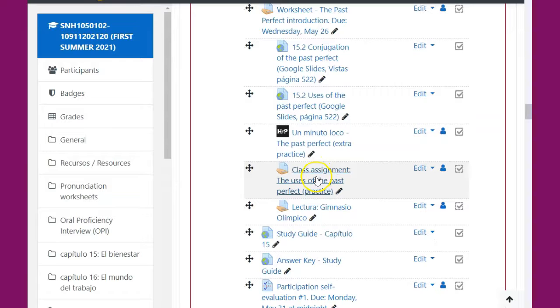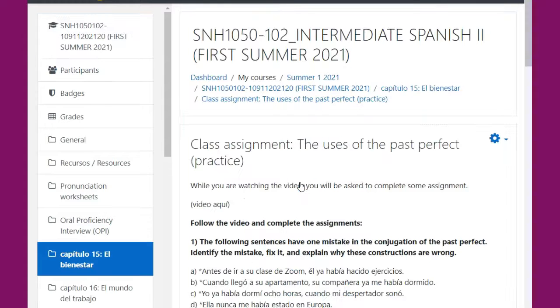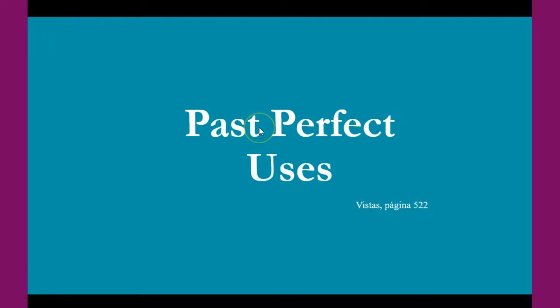And the class assignments we're going to work on today would be class assignment, the uses of the past perfect, and lectura gimnasio olímpico. So as I progress in the presentation, I'm going to ask you to complete this assignment with some of the exercises. You have to click here in this class assignment, the uses of the past perfect practice. So we're just going to jump into the topic.